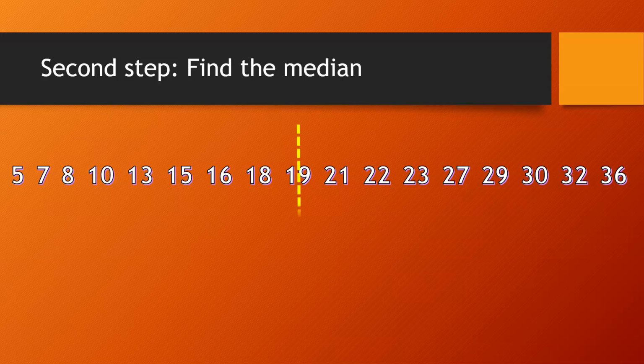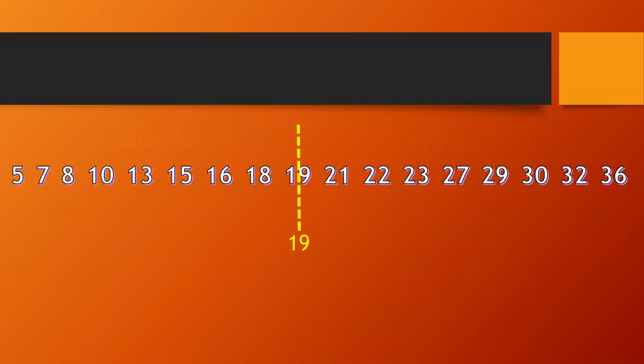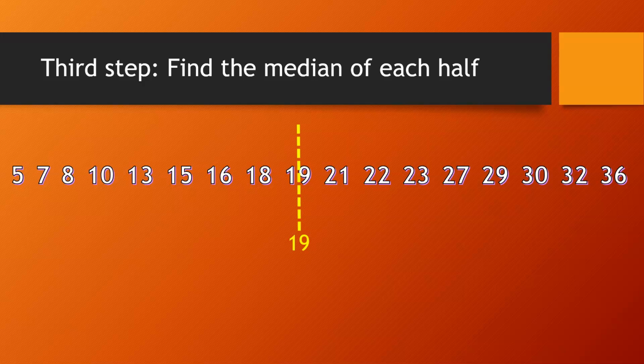In this case, we've got an odd number of data values, so we do have one true median. That's the number 19. That gives us 8 values below and 8 values above the 19. Now we'll look at the bottom half and the top half of the data, and we'll find the median of each of those halves.